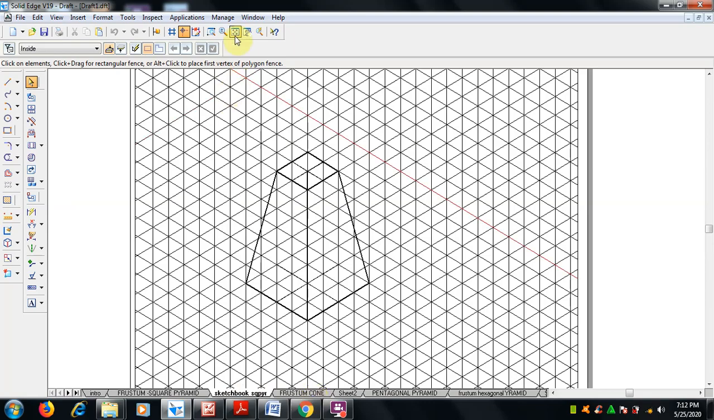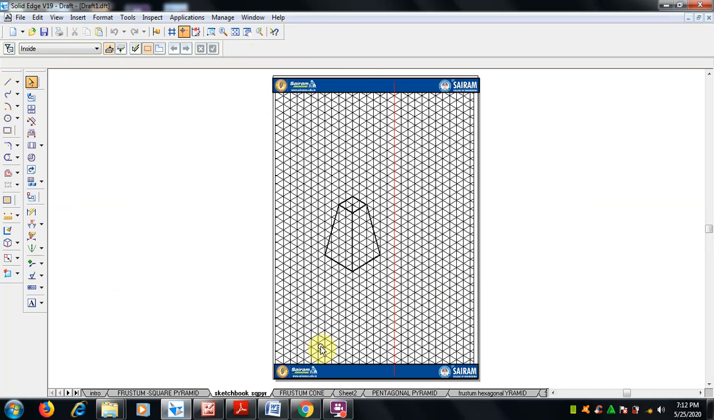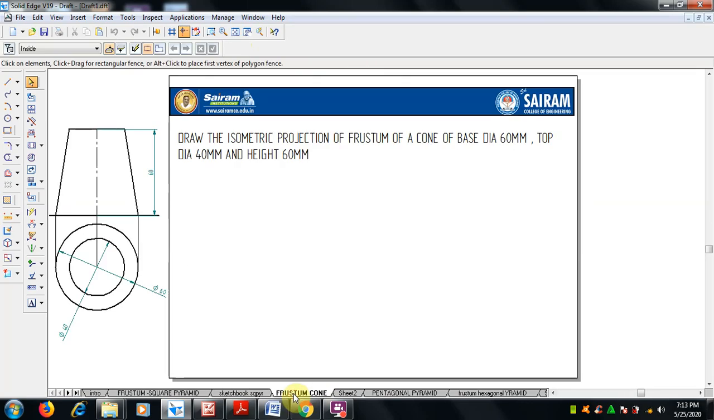This is, I think this is over. Yeah, frustum of a cone. Okay, a cone is already there and cut parallel at a distance from the axis, parallel to the base. So now we will get, what is the top view? We will get a bigger circle at the bottom. Here, draw the isometric projection of a frustum of a cone of base dia 60 mm, top dia 40 mm. So this is 40 and this is 60.